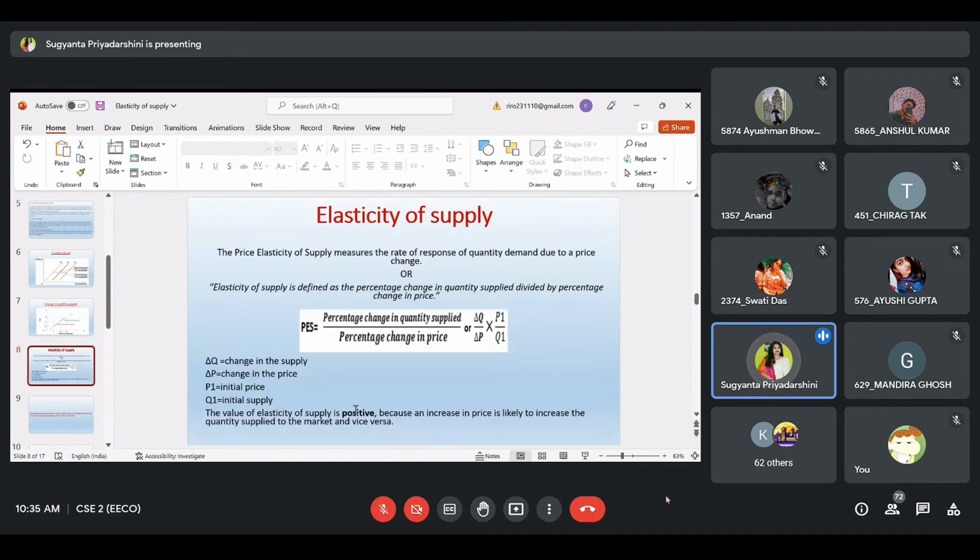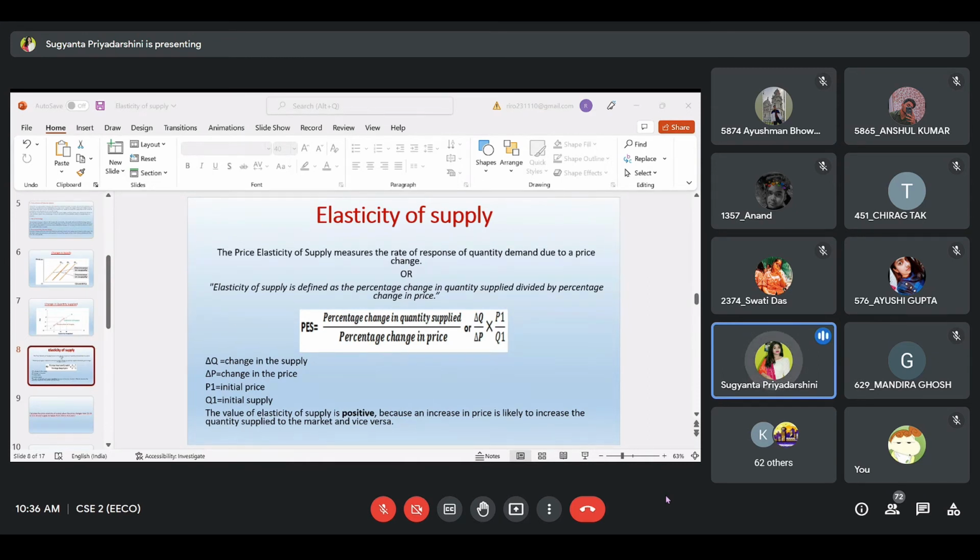Coming down to the next one, that is elasticity of supply. As we have already covered elasticity of demand, the same formula will be used here, with just two differences. In the numerator, in the previous question it was percentage change in quantity demanded. Here we will use percentage change in quantity supplied. The second difference is that there we had a negative sign due to the inverse relationship between price and demand. Here we will have no such negative sign because price and supply are positively associated. So that becomes percentage change in quantity supplied by percentage change in price.